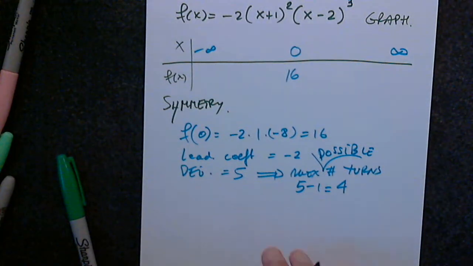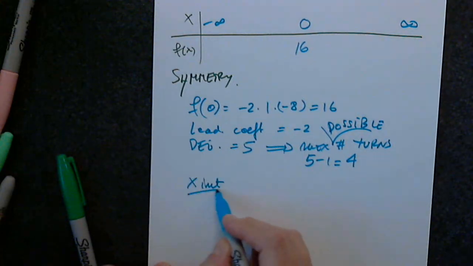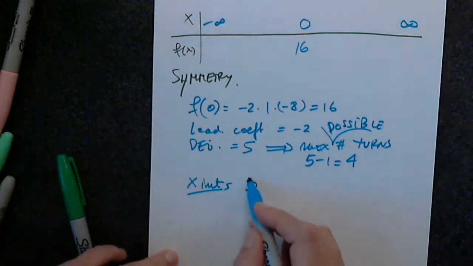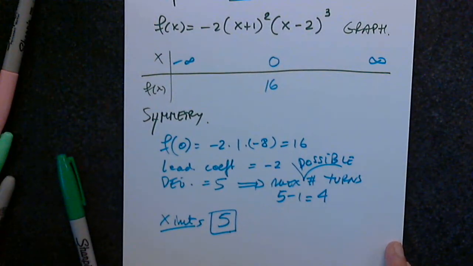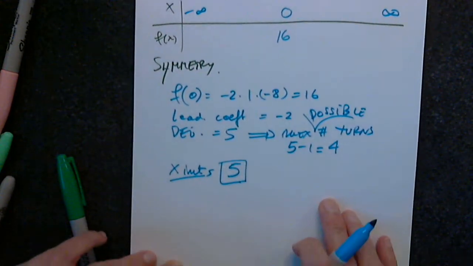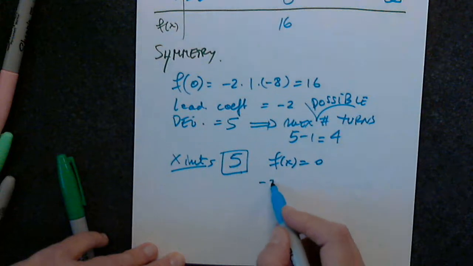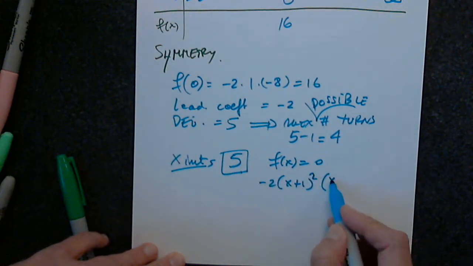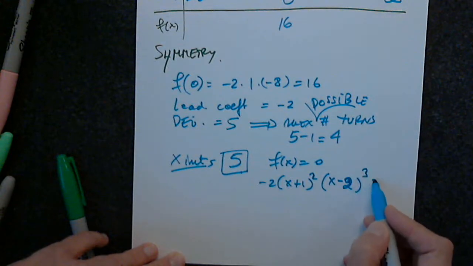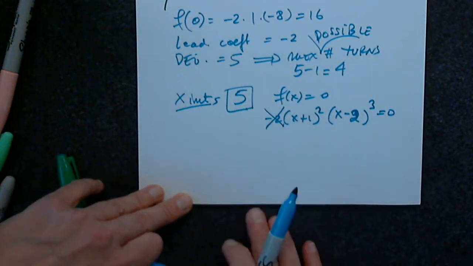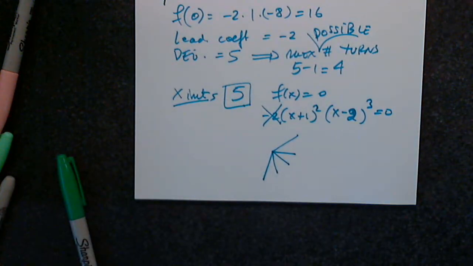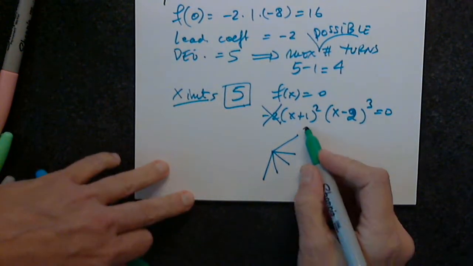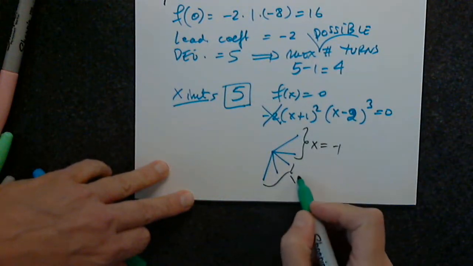Very good. X-intercepts. How many will you give? 5. 5 x-intercepts. Great job. How do I find the x-intercepts? What do I have to write? Exactly. So this is f of x equals 0, or negative 2 times (x plus 1) squared times (x minus 2) cubed equals 0. Of course, you will divide both sides by negative 2, and you will get 5 solutions. Yes, 2 of them are negative 1, and 3 of them are x equals 2.